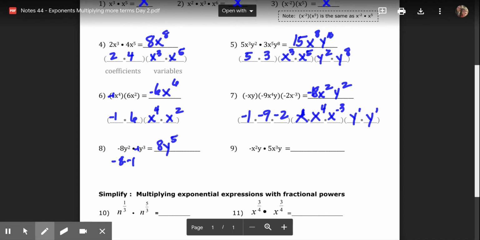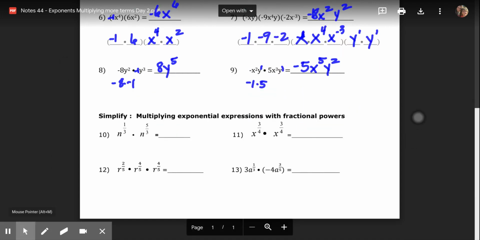Number 9, you have negative 1 times 5 is your coefficient, so that would be negative 5. And then your x's, you've got 2 plus 3 is 5. And then your y's, you have 1 plus 1 gives you 2. So negative 5, x to the 5th, y squared. All right, and then remember down here when we simplify with fractional powers, you have to have a common denominator, just like what we did yesterday. So this would be 1/3 plus 5/3 gives you 6/3, and 6 divided by 3 is 2. So that would be your exponent of 2. So n squared is your final answer.